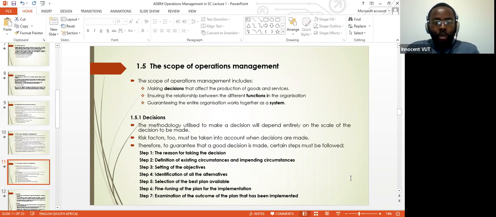Okay. Step number four, identification of the alternatives. It is not a good idea for organizations to just rely on one plan of action. Business organizations should not rely on one plan of action. There needs to be other options or other alternatives in case the original plan fails or is unsuccessful.